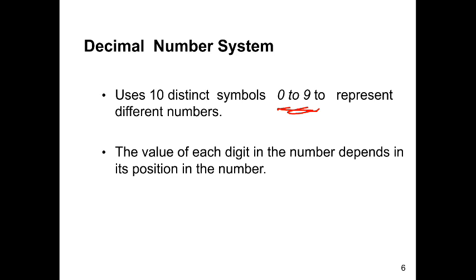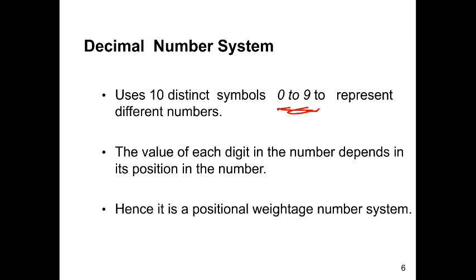The value of each digit in the number depends on its position in the number. Hence, it is a positional weightage number system. We generally have positional and non-positional numbers. All these we discussed come under positional weights, because wherever the position is, it has some weight. In decimal, we are well aware from our schooling that you have units place, tens place, hundreds place and so on. So it has some positional weight, and depending on that we can convert into different systems. The second point again: the value of each digit in the number depends on its position in the number, hence it is a positional weightage number system.